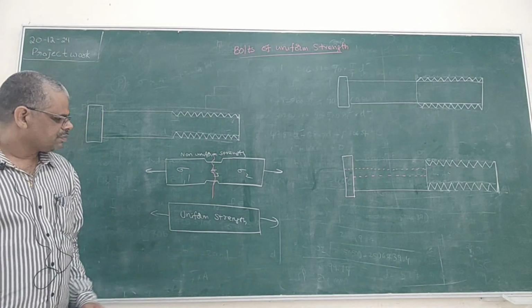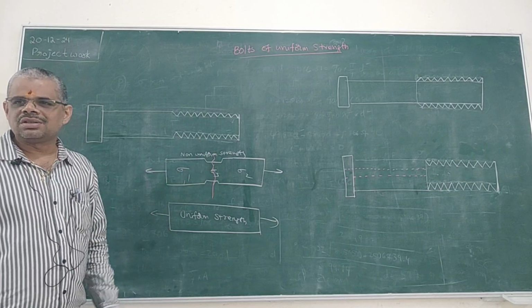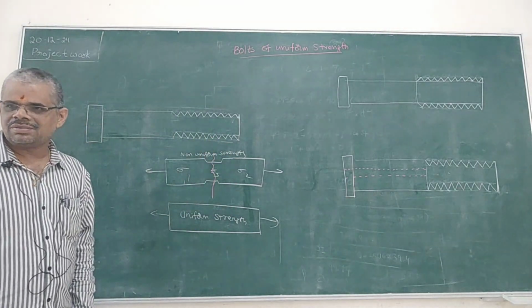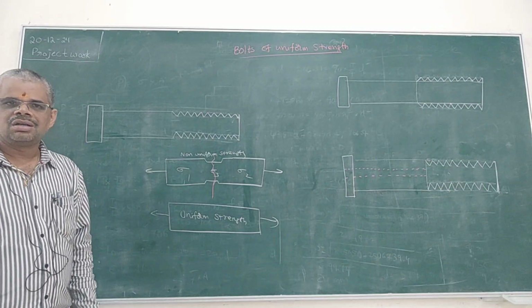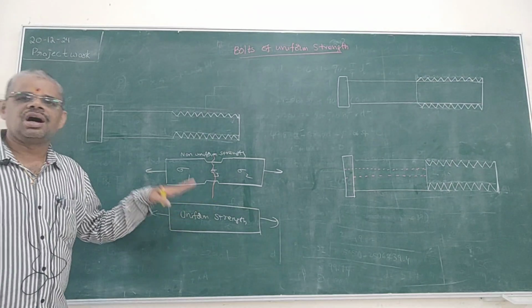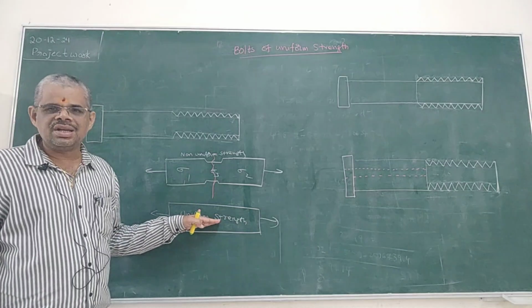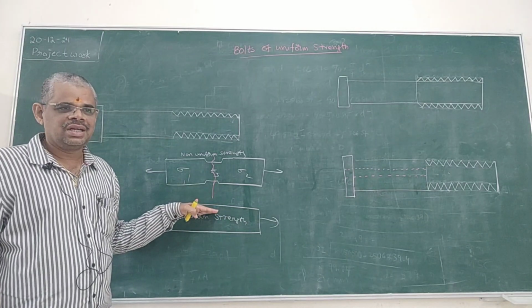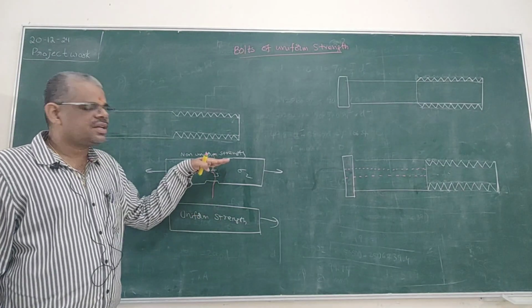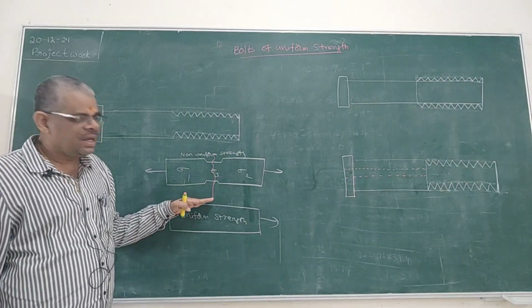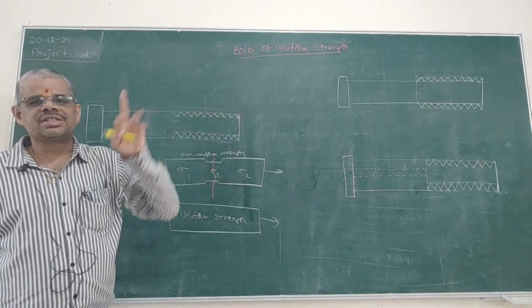Okay. Now, which is preferable? A bar of uniform strength or non-uniform strength? A bar of uniform strength is always preferable, because it can resist more loads. It can resist higher loads than that of non-uniform strength. The same applies to our bolts also.